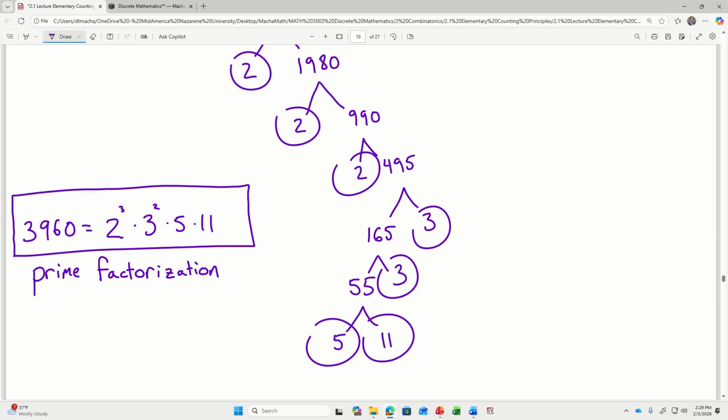Prime factorization is when you take any number and you break it down into its constituent primes, and you write them in general in order from least to greatest, and you list all of their multiplicities as little exponents. And that's it.